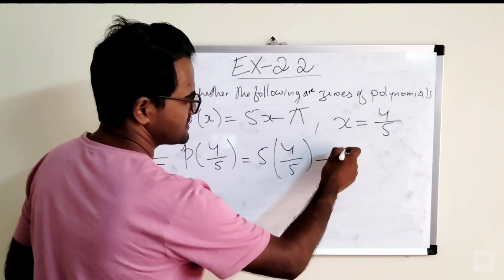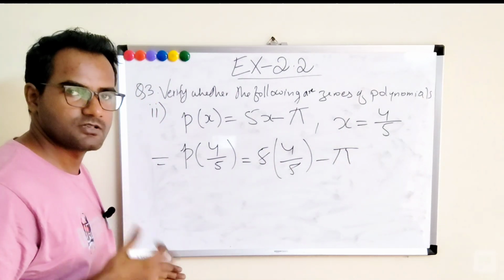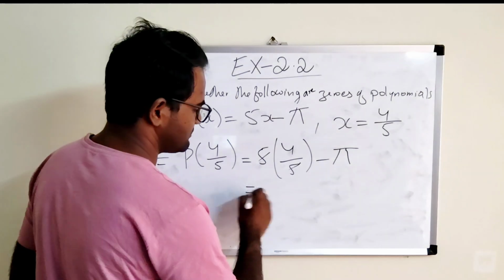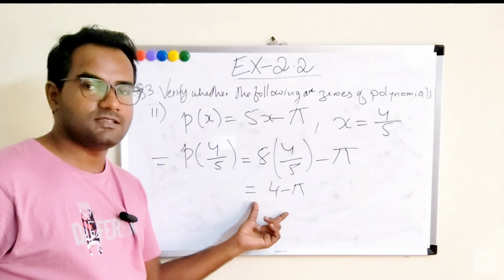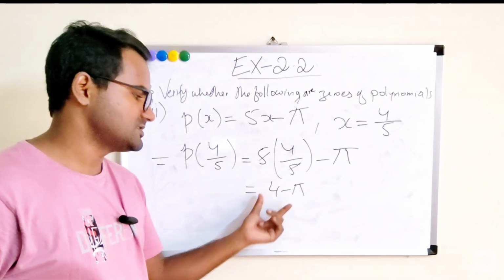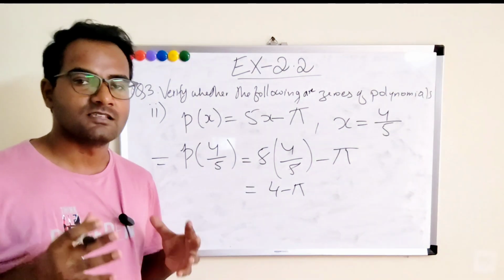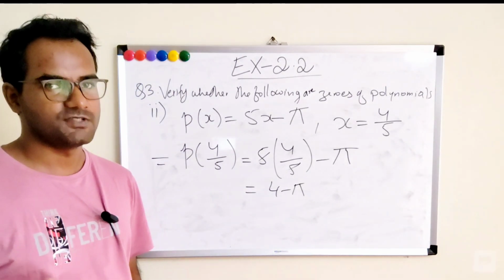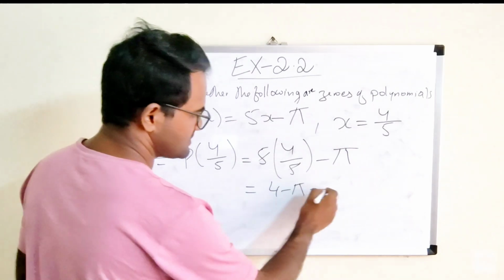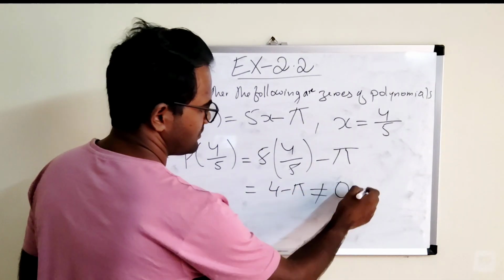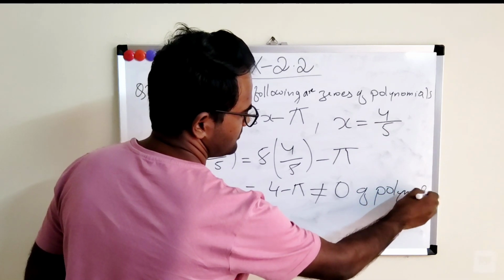minus pi. This is pi, right? Now this 5 you can cancel, right? You can cancel it off. So you are left with what? You are left with 4 minus pi. Is this a 0? No, this is not 0. This is 4 minus pi, right? So that's why it is not the 0 of the given polynomial. Therefore, we can say this one is not a 0 of polynomial, right?